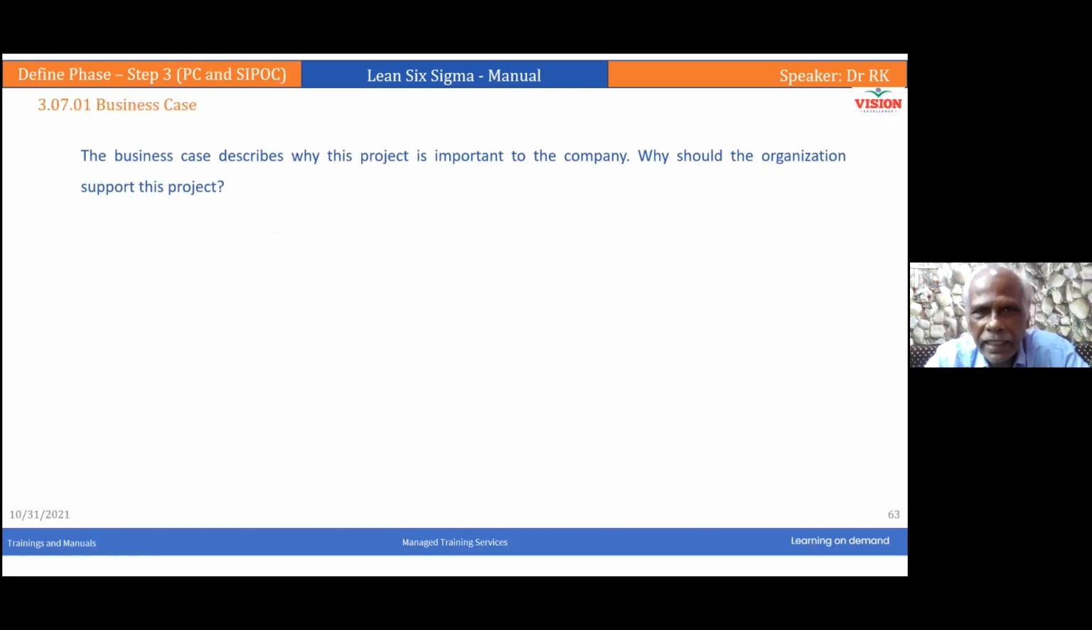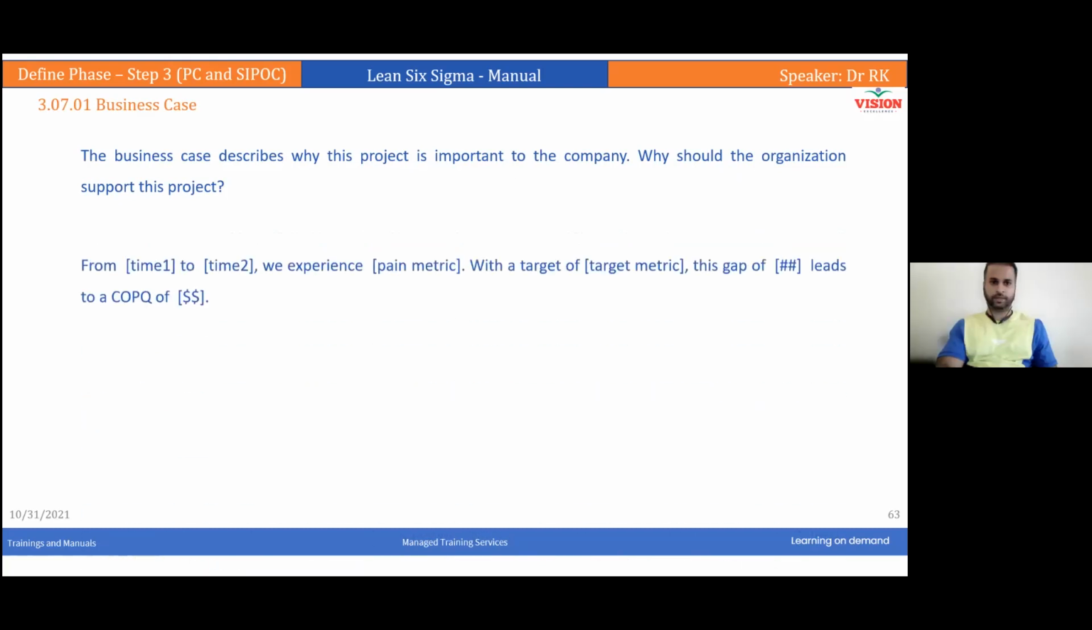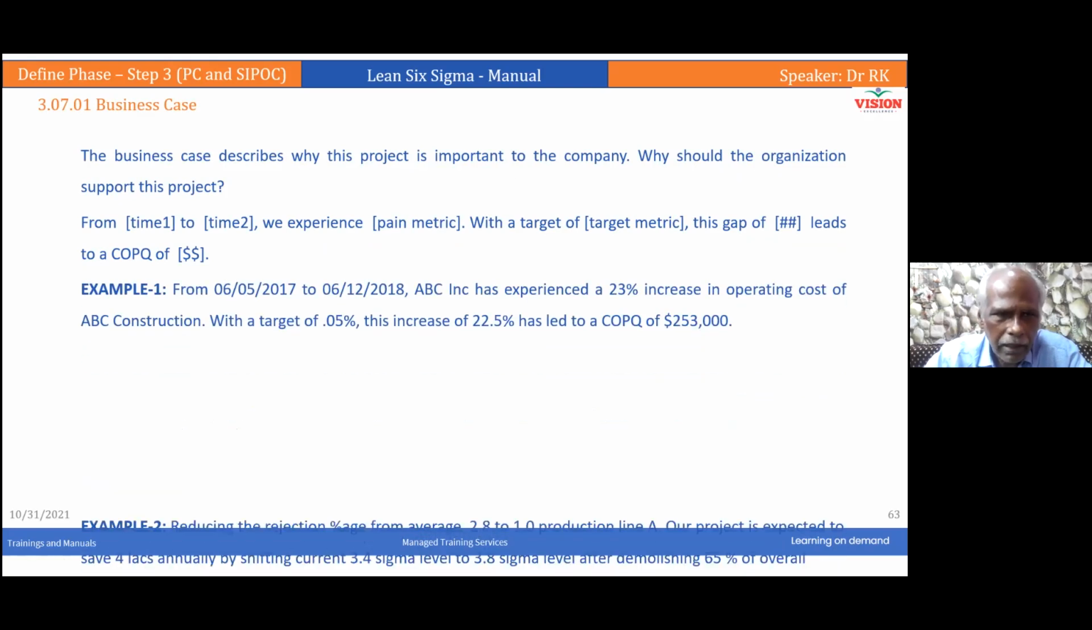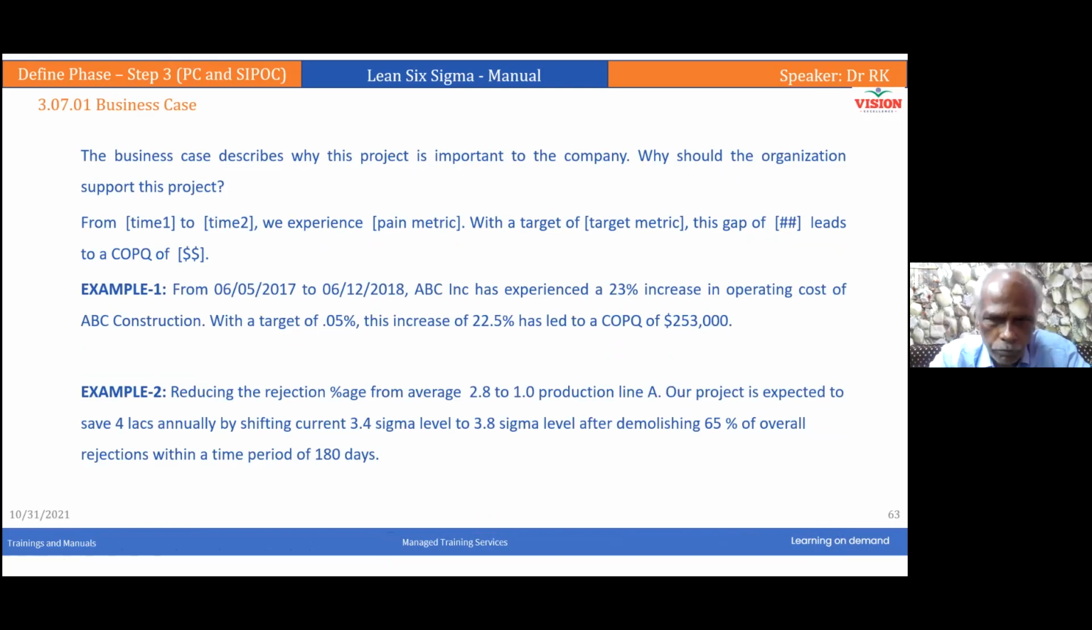Now, business case describes why this project is important to the company. Why should we support this project? That is why I said, this is the business case. Clear? Perfect. And from time to time, we experience so-and-so metric, pain metric, with the target of this gap. This gap quantity is mentioned, and it leads to a COPQ of so much amount, right? This is the format. And then I'll give an example also. Example 1, example 2. I will see example 2, right?